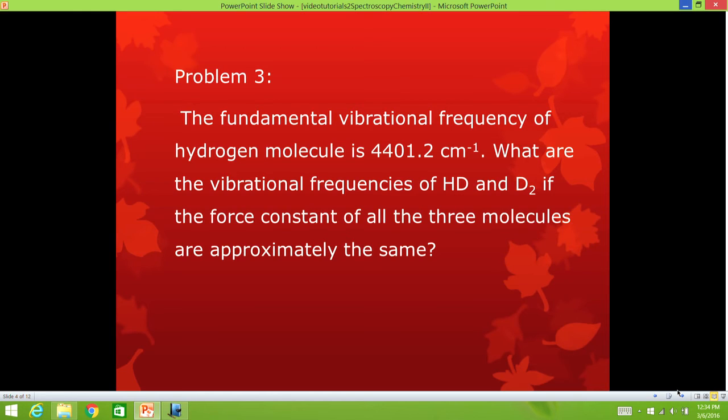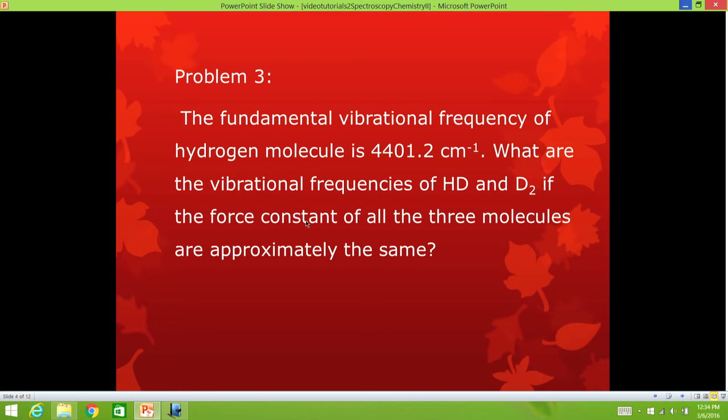The next problem is about the fundamental vibrational frequency of hydrogen molecule and how it is related to the vibrational frequency of its isotopic substituents, the HD, in which one hydrogen atom is substituted by the deuterium, and D2, in which both the atoms are replaced by deuterium. And one assumes that in these three species, the chemical nature, namely the force constant, which contributes to the bond strength of these three molecules, do not change by much. It is in that limit, how are these vibrational frequencies related to each other?